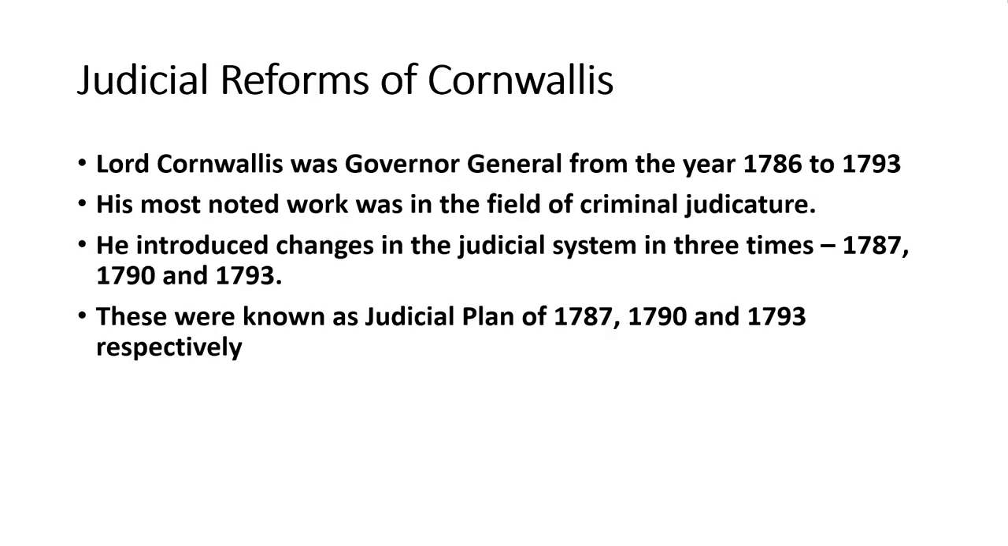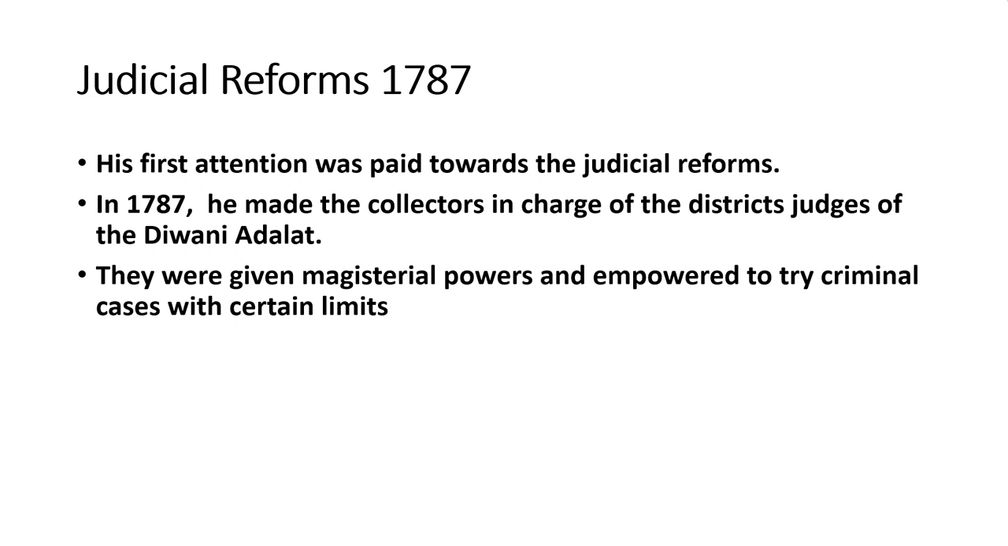Now, after the period of Warren Hastings, Lord Cornwallis became the next Governor General. His period was from 1786 to 1793. The most important achievements of Cornwallis were in the field of criminal justice. He introduced reforms in the judiciary at three different times. First in 1787, later in 1790, and another reform was introduced in judiciary in 1793. So, the reforms of Cornwallis introduced in the judicial field came to be known as the Judicial Plan of 1787, 1790 and 1793.